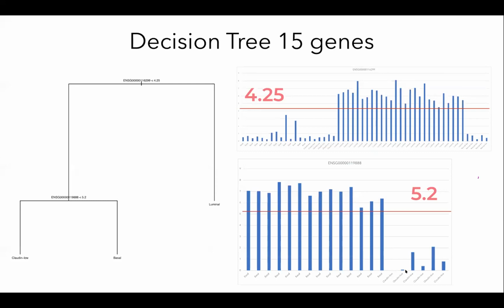Okay, as you can see, the other benefit of this type of approach is it helps us select these genes. Not only can I classify that these are indeed basal or claudin-low versus luminal, etc., I now know based on which gene. And this is the gene that you see its pattern of expression right here, ENSG00000116299. And this is another gene, as you can see right here, that gives us the separation into other ones.